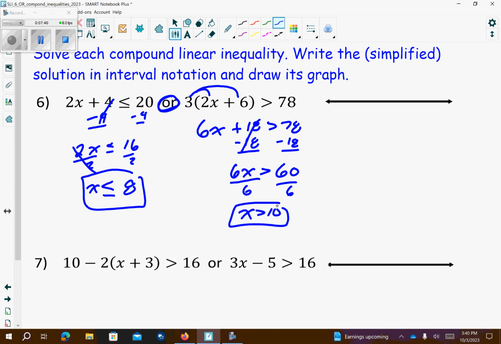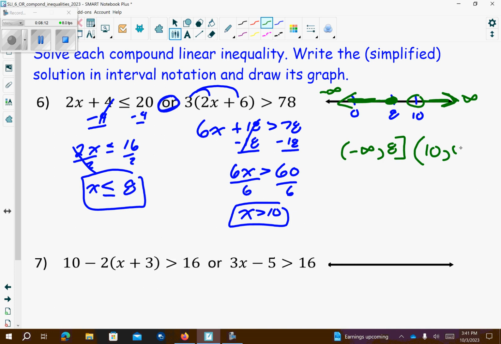Now we're going to go ahead and graph these. Remember the word or, so we don't have to worry about overlap. So if I had 0 here, I had 8 here, and I had 10 here, we have a solid dot at the 8, shading left, that's going to negative infinity. And then I have an open dot at the 10, shading right, and that's going to infinity. We need two answers. So this is negative infinity to 8. It's a square bracket because it's a solid dot. And then I'm going to go from 10 to infinity. That's my answer.